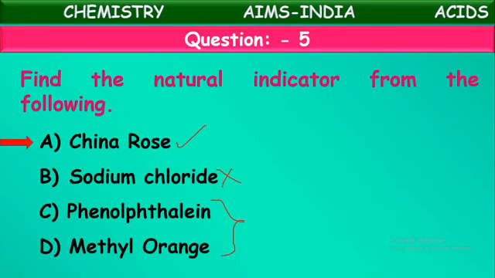Okay, children, this is about indicators and their classification, how they show color changes with acids and bases.